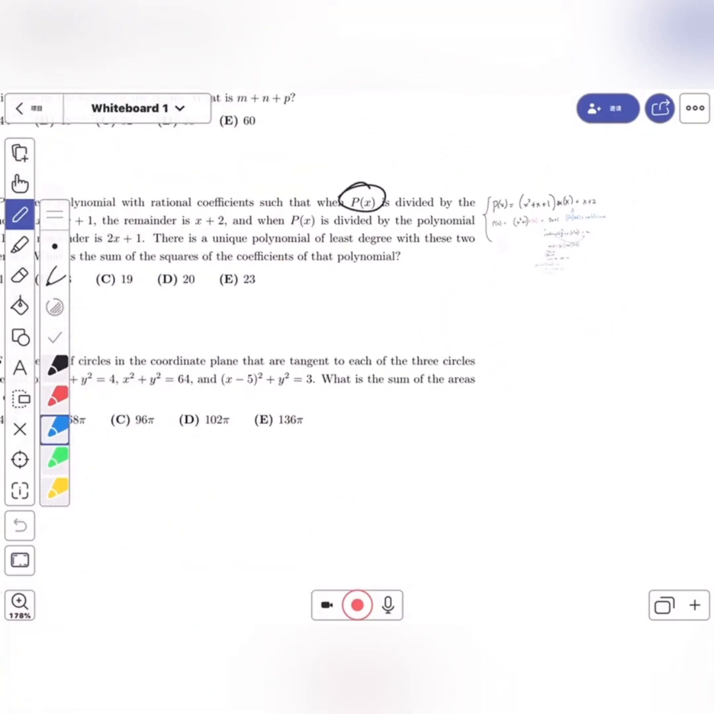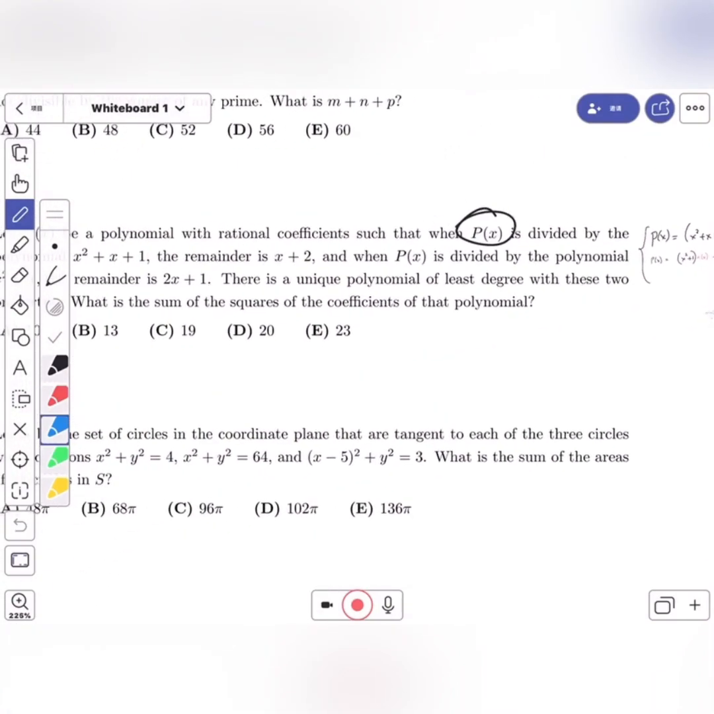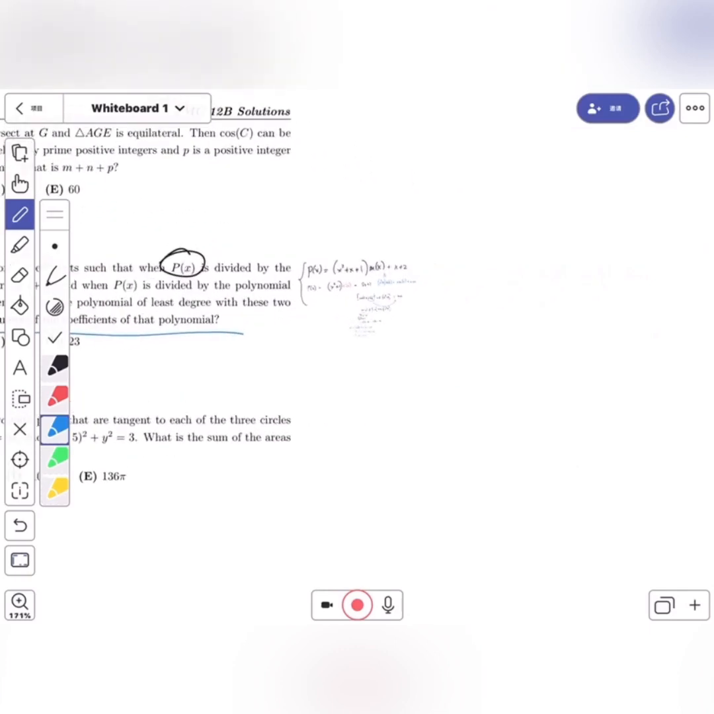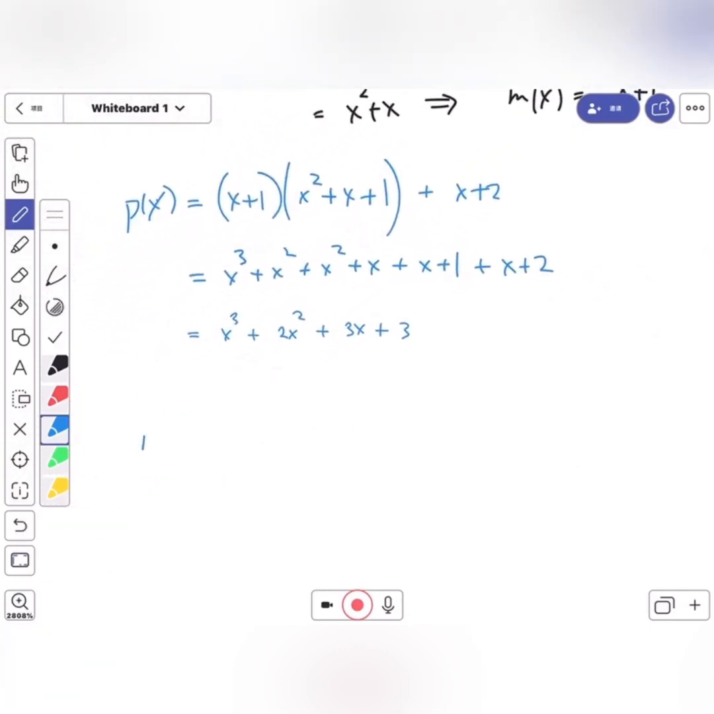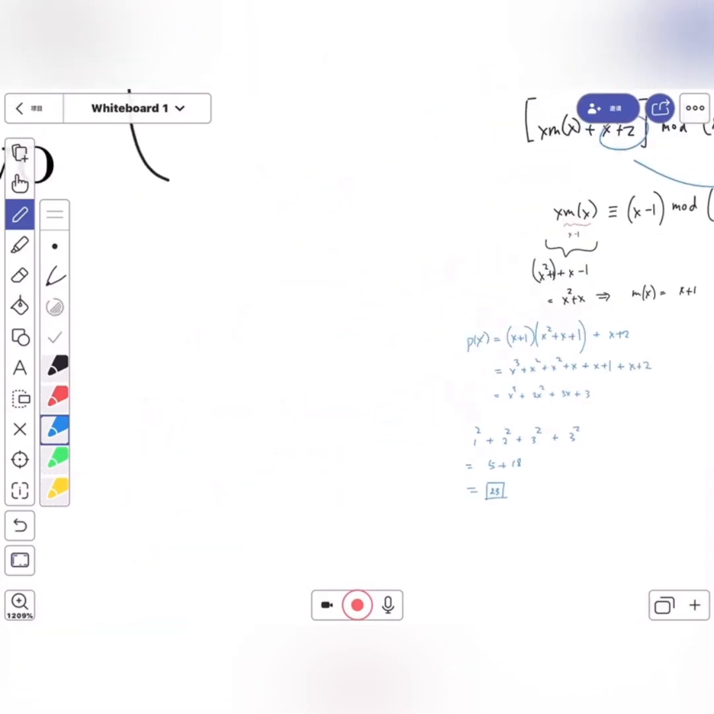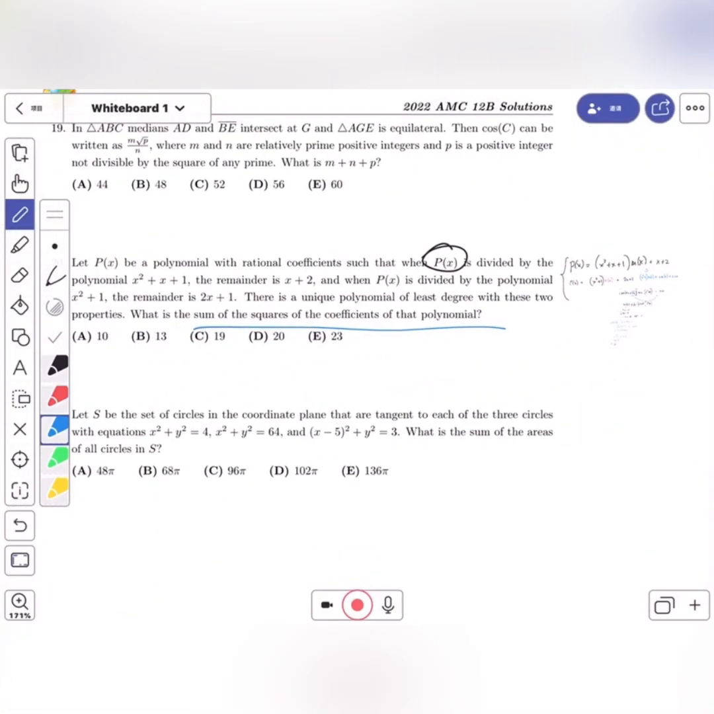Let's remind ourselves what we want to find. We want to find the sum of squares of the coefficients of the polynomial. So this just simply gives us 1 squared plus 2 squared plus 3 squared plus 3 squared, which is just equal to 5 plus 18, giving us 23 as our answer to number 20, E.